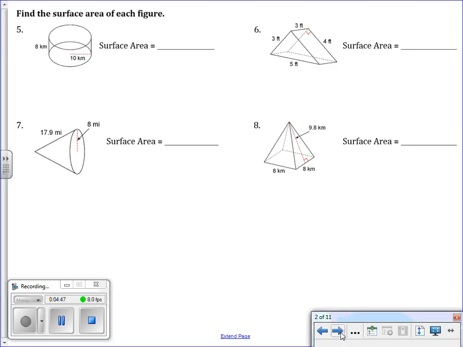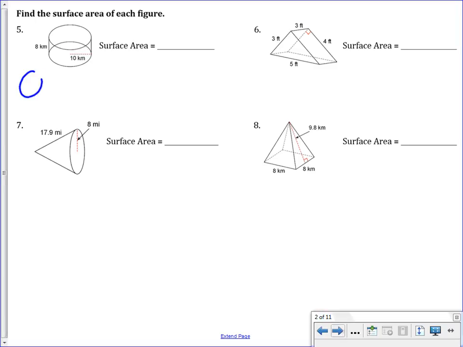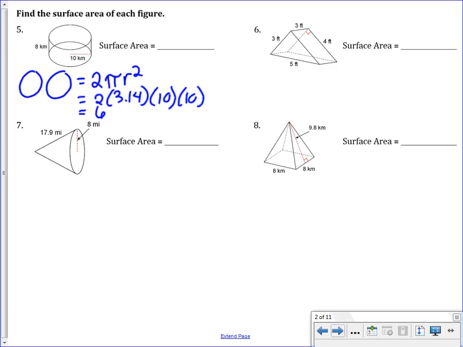So clearly on my cylinder here for number 5, I have 2 circles. And so the formula to find the area of a circle is pi r squared, but since I have 2 of them, I'm going to alter my formula and say 2 pi r squared. When I plug in my numbers, I get 2 times 3.14. There's my pi. My radius is 10, and another 10 because it's 10 squared. When I do all that math, I wind up with 628 kilometers squared.